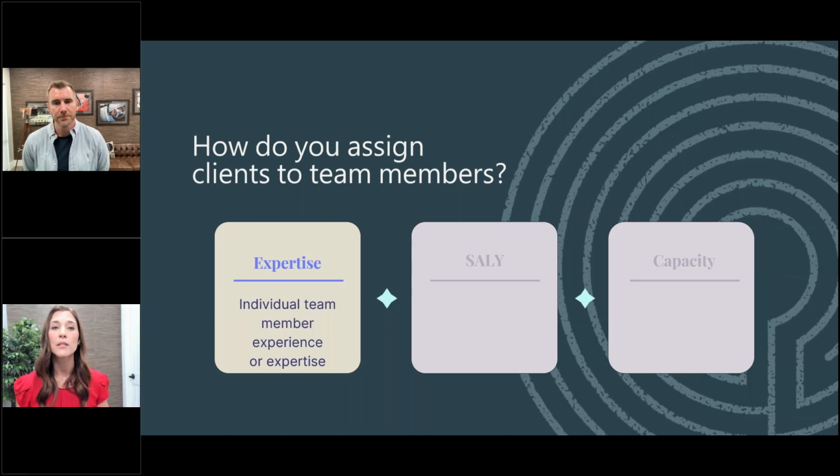Let's say there was no vertical or industry specific, or you only serve one industry, which kudos to you for that, then those are some other considerations when you're looking at experience and expertise. So not necessarily just experience that they've had in your firm, but even experience they had prior to that, they could use that knowledge to serve those clients.